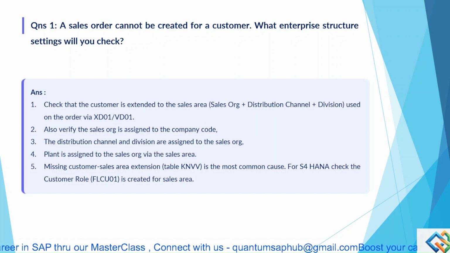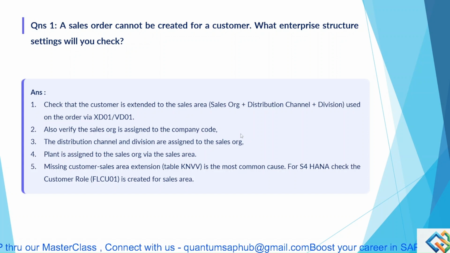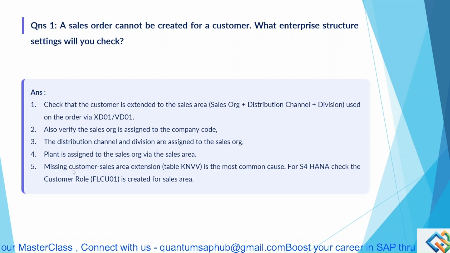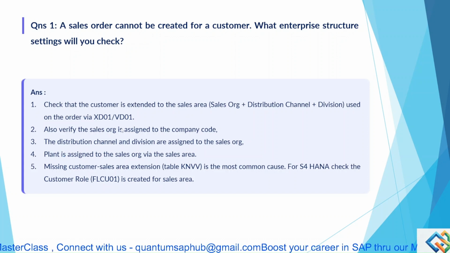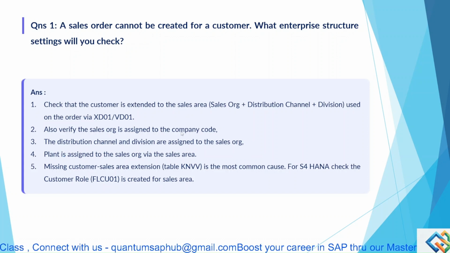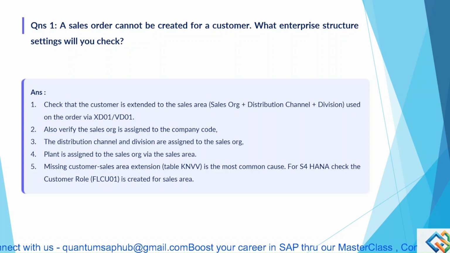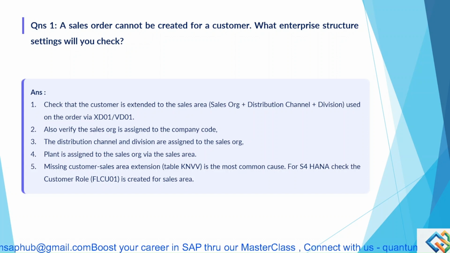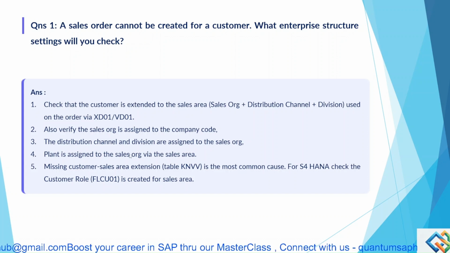On the first screen you take the sales organization, division, and distribution channel, or you can go without entering those data because that is not mandatory. You can go to the next screen, and as soon as you give the customer master number, it will throw the error message that the sales area is not defined.